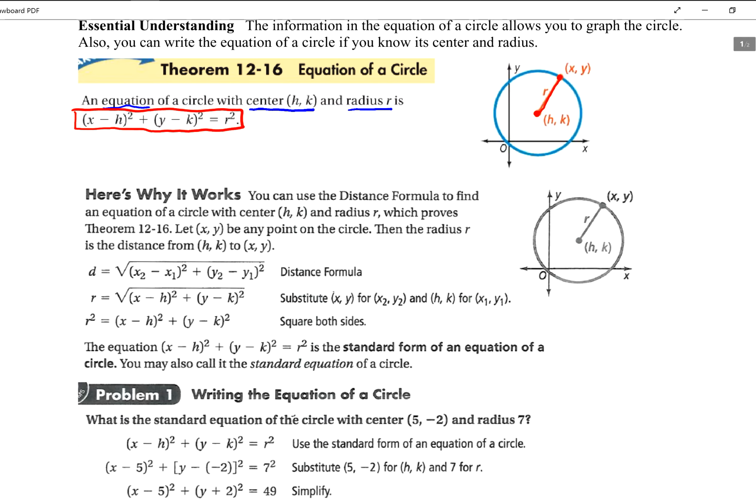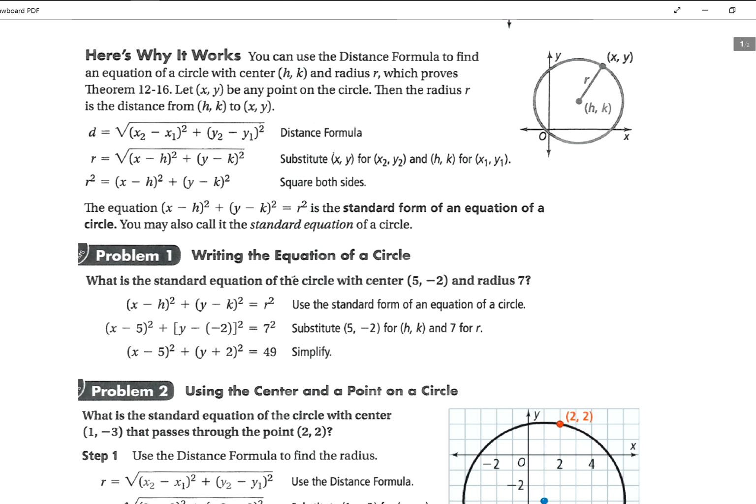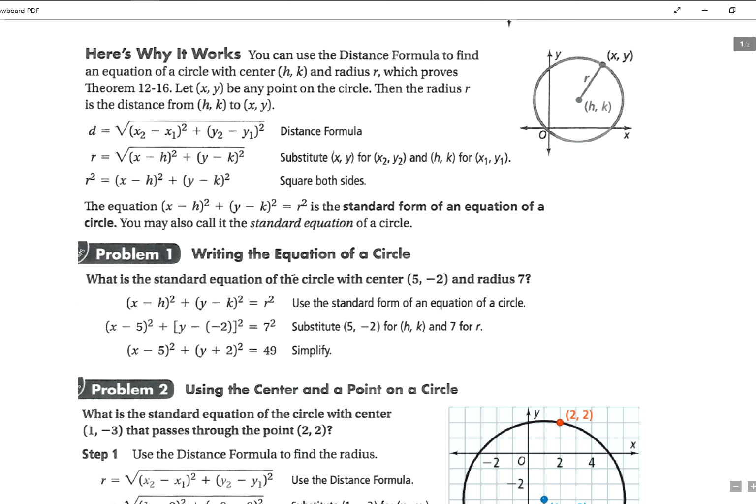All right. All theorems have a proof, the proof of why it works. And you should have guessed it by now. We are in the coordinate plane. What do we use in the coordinate plane? The distance formula. And we are interested in how long our radius is. Radius goes from the center to a point on the circle.